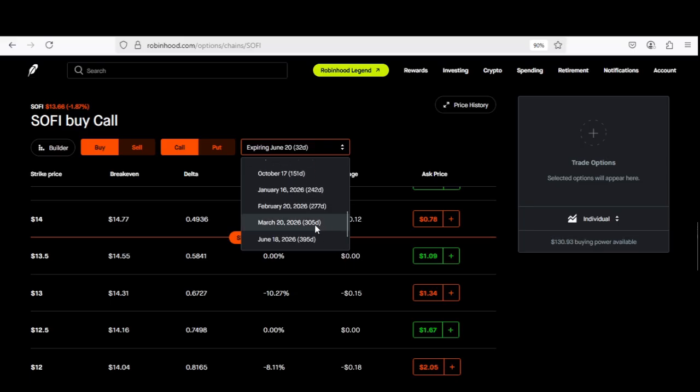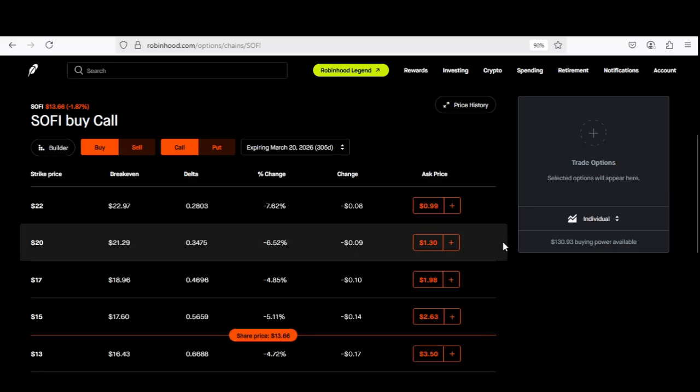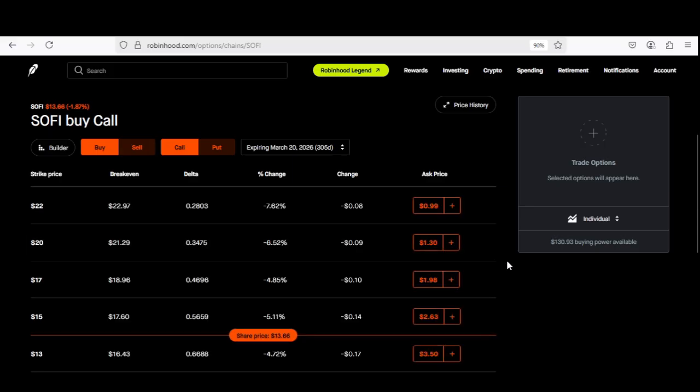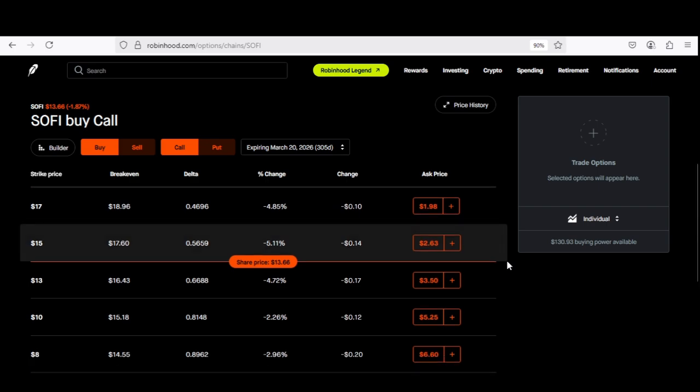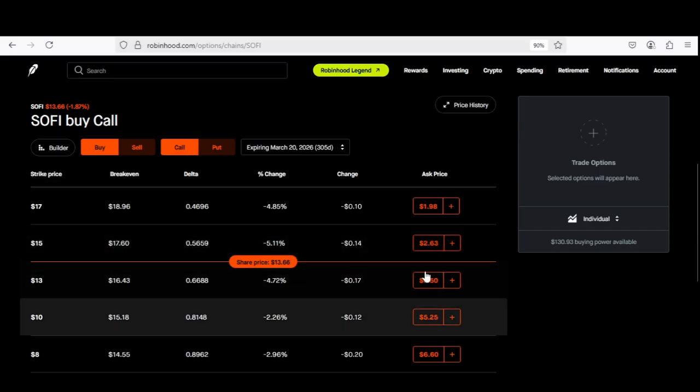Right here, 305 days to expiration. Remember, now you have a lot longer time for expiration. Now we're going to be going below the strike price. And guess what we're going to be looking for? We're going to be looking for that same $12 strike price. Now we don't have it here. So what we're going to do, we could use the 13.